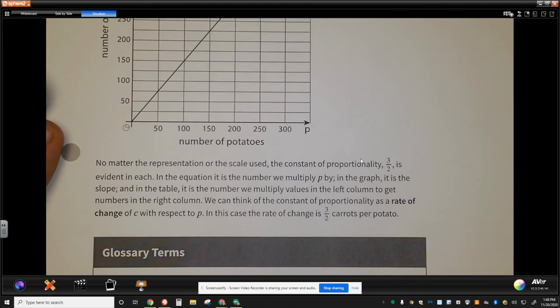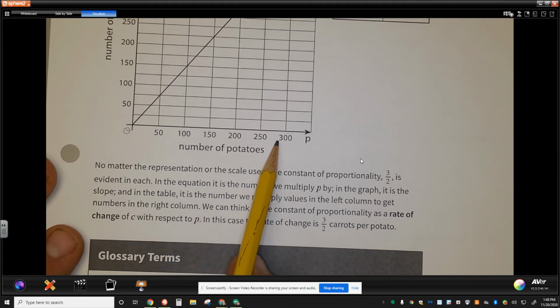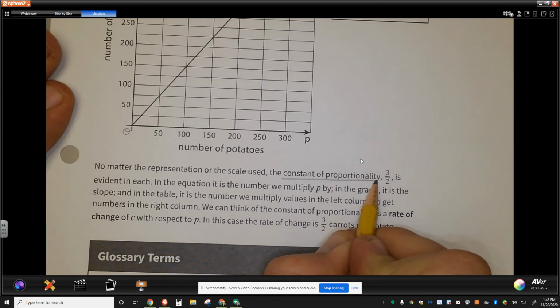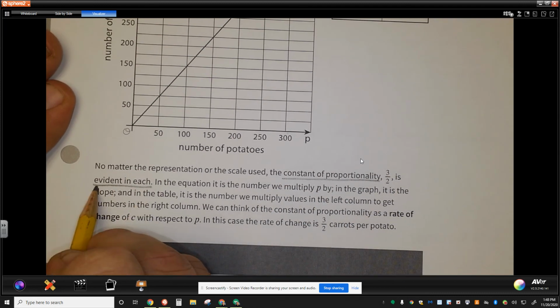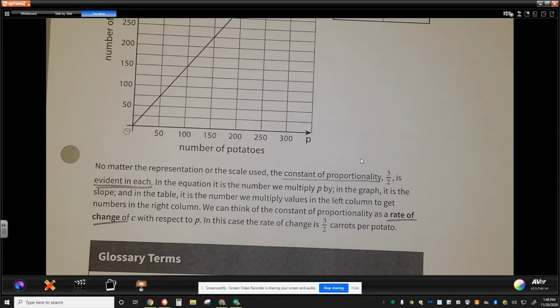No matter what representation or what scale is used, that constant of proportionality, in this case 3/2, is always evident in each. In the equation, it's the number we multiply by p. In the graph, we see it in the slope. In the table, it's the number we multiply by the values in the left column to get the right column. And then we can think of that constant of proportionality as a rate of change. That rate of change means that something constant is happening, and that's how we know what's going on with each term.